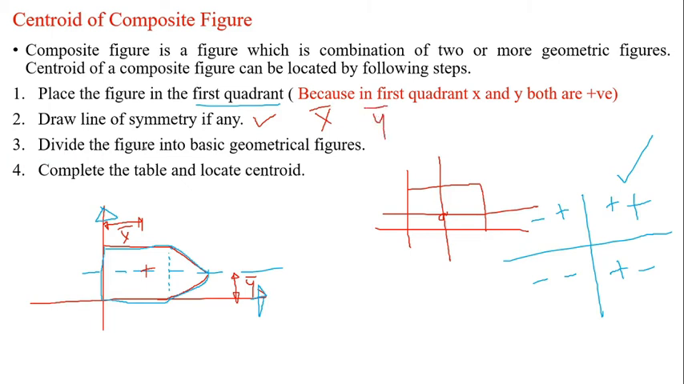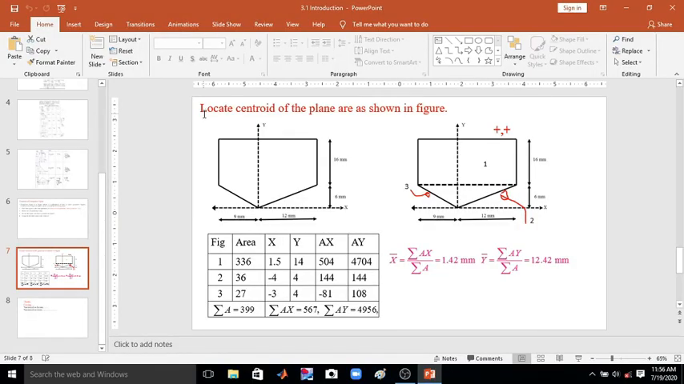Then third step is divide the figure into basic geometrical figures. So here we can divide the figure into two figures. Figure number 1 a rectangle or a square, and figure number 2 a triangle. So in this way you have to divide the figure into basic geometrical figures. Then complete the table and locate the centroid. So these are the few steps which you have to follow while locating centroid of composite figure. Okay. Let us start with the problem.